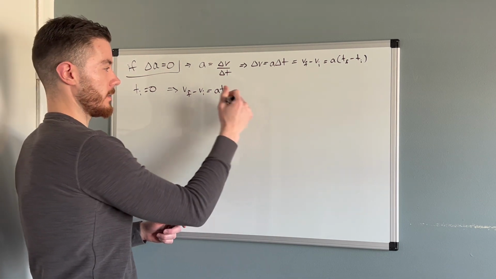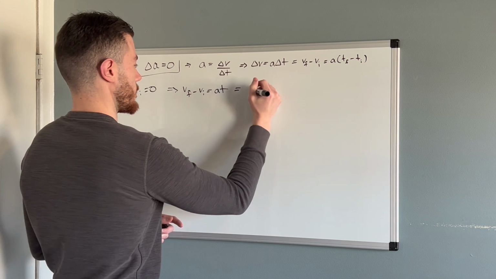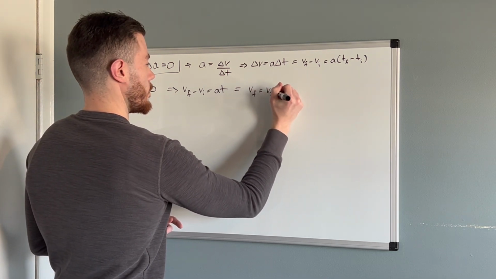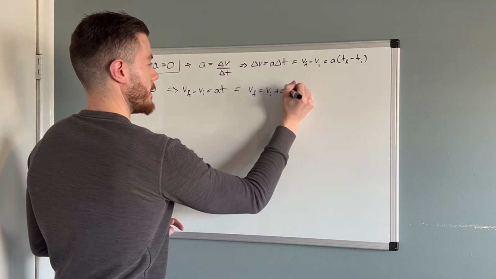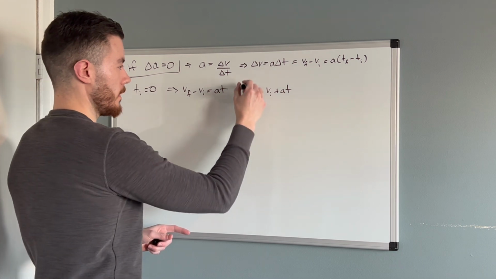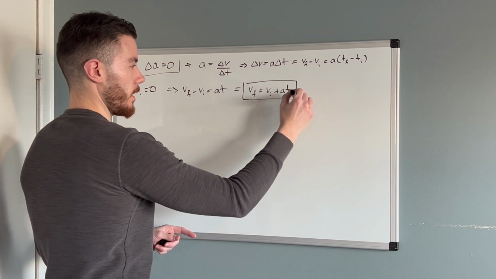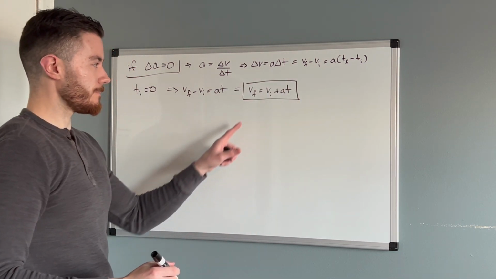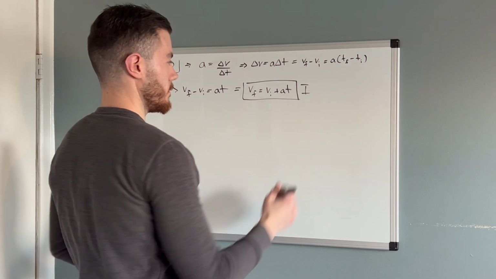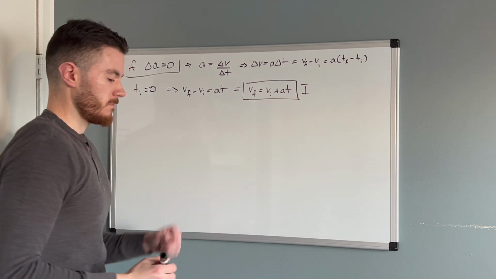Bring the initial velocity to the other side. It just looks nicer. v final equals v initial plus a t. This is the first of our 4 kinematic equations that can be used to solve problems with constant acceleration. So I'll call this number 1, Roman numeral number 1.